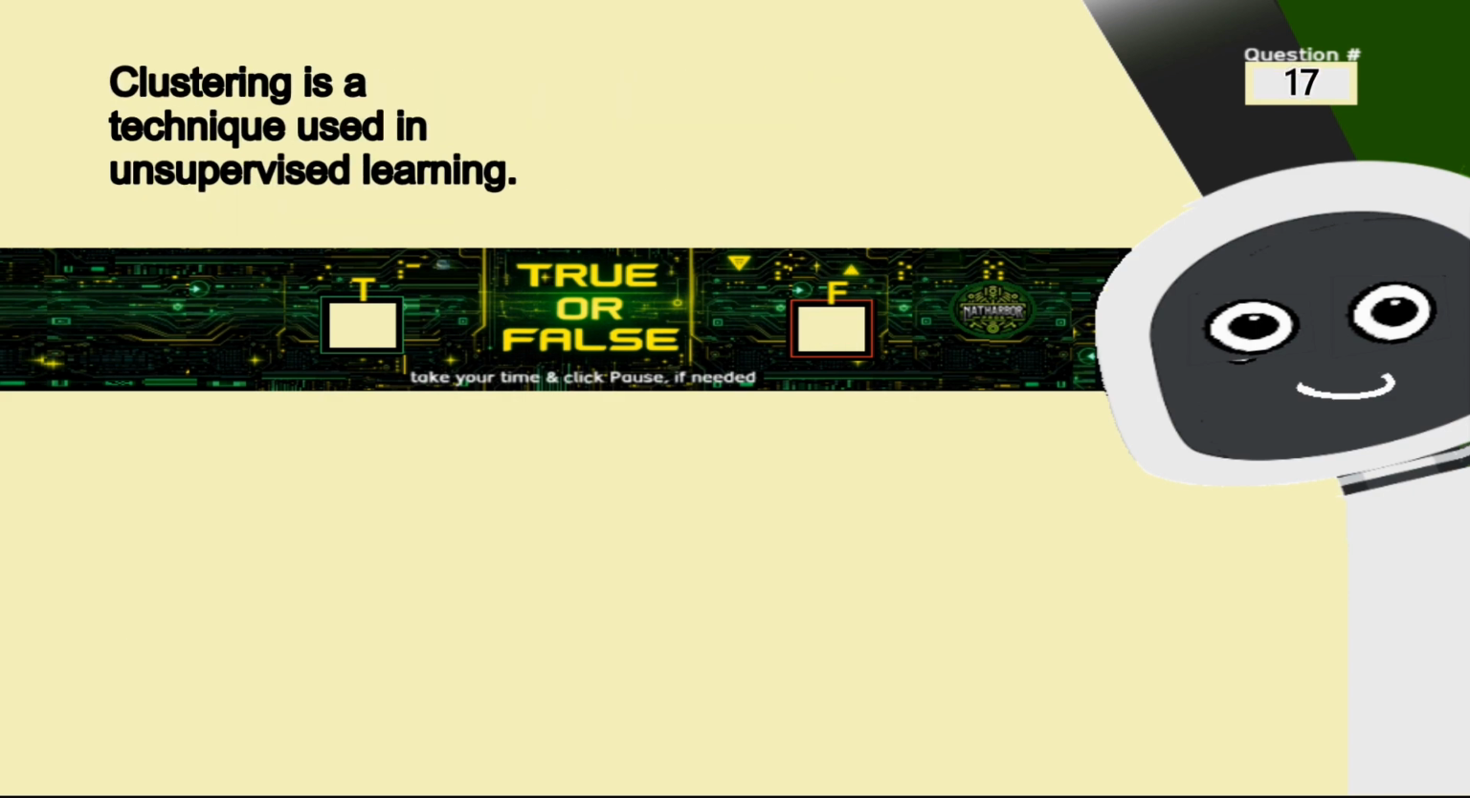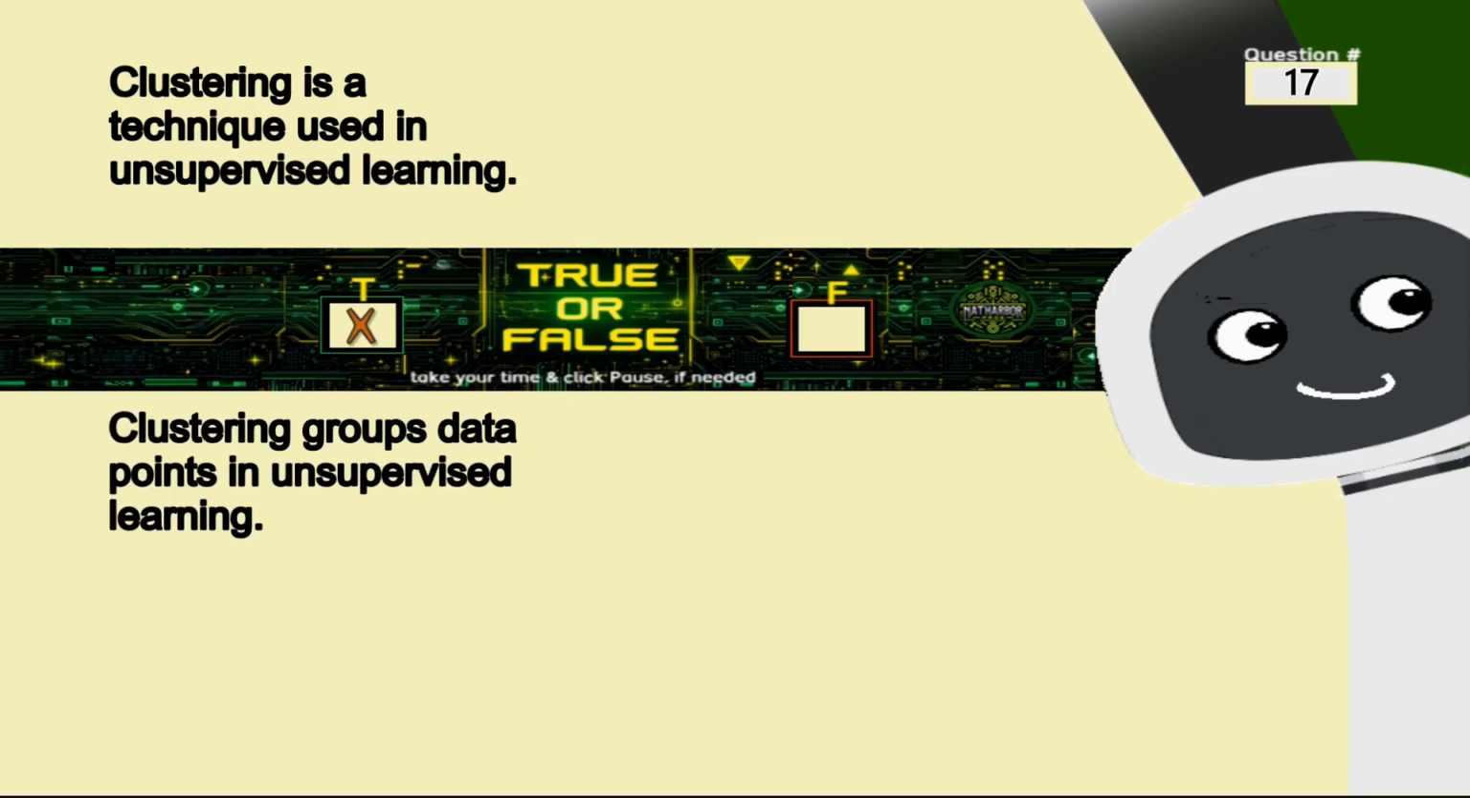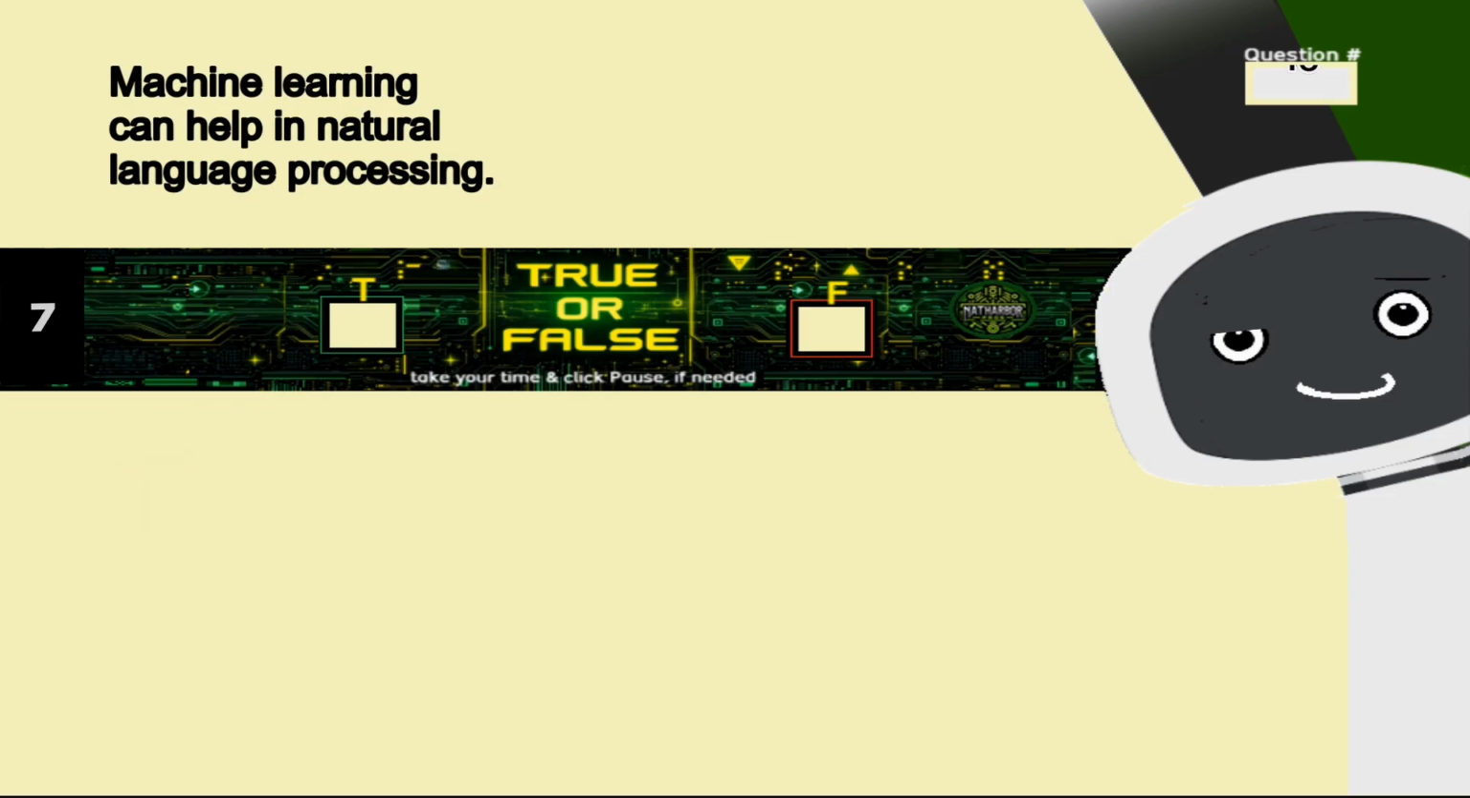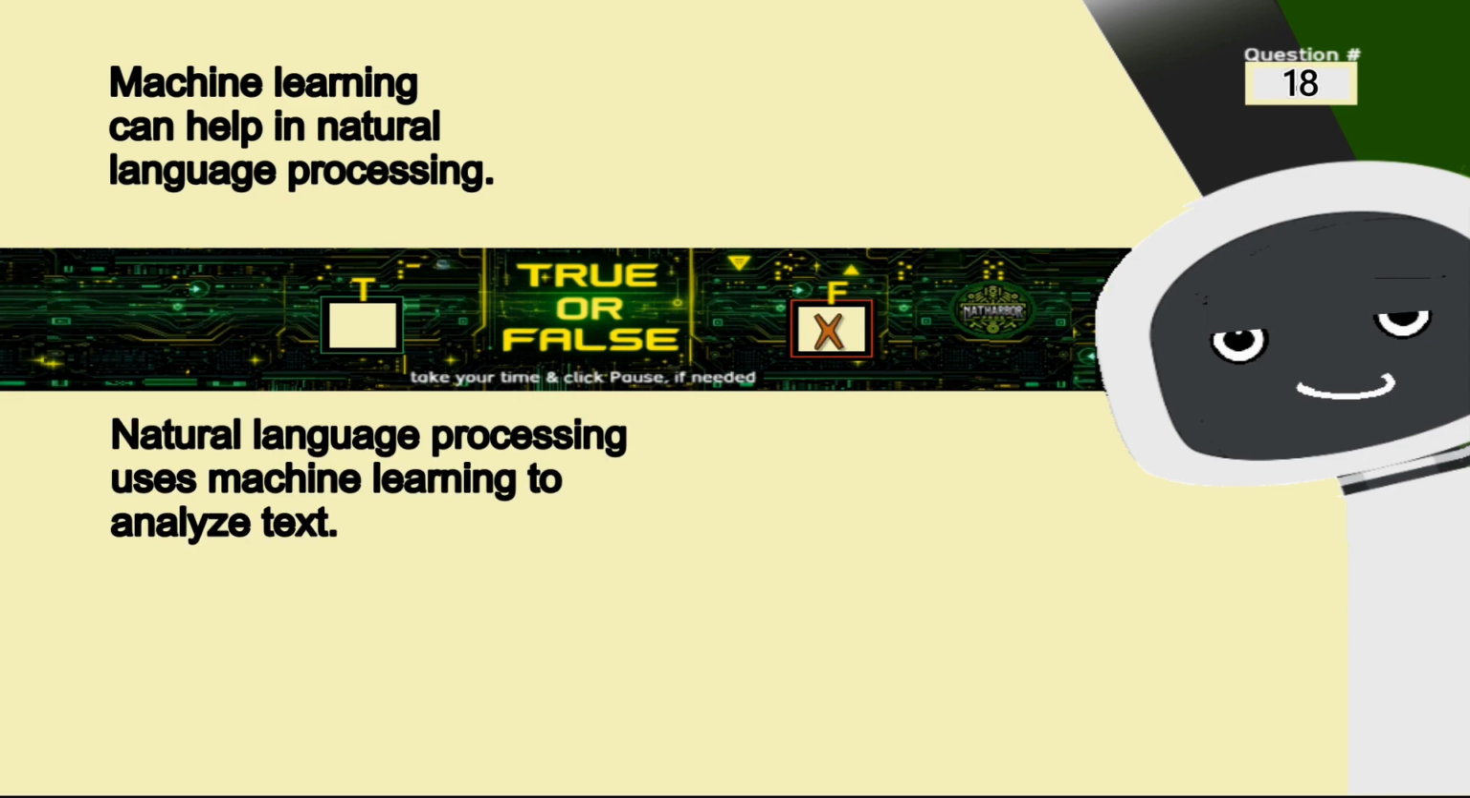True or false? Clustering is a technique used in unsupervised learning. That's true. Clustering groups data points in unsupervised learning. True or false? Machine learning can help in natural language processing. That's true. Natural language processing uses machine learning to analyze text.